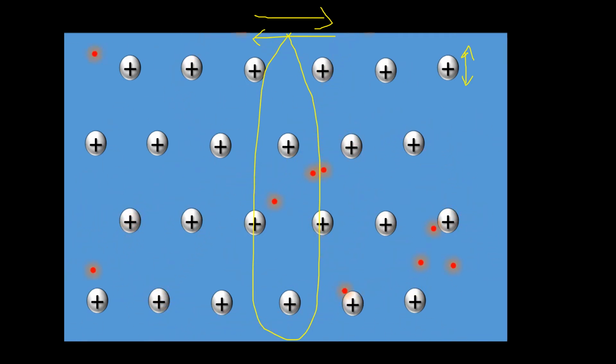Now, what happens when you apply an electric field? Suppose I connect this conductor with a battery in such a way that my left side is connected to the positive terminal of the battery and the right side of the conductor is connected to the negative terminal. What will happen to this random motion of electrons? Let us try to understand.